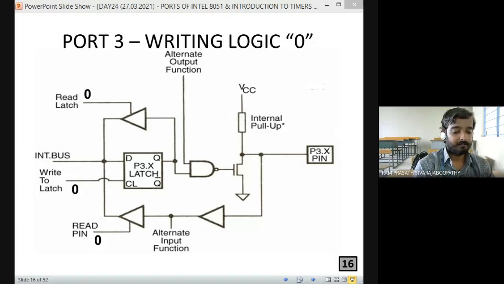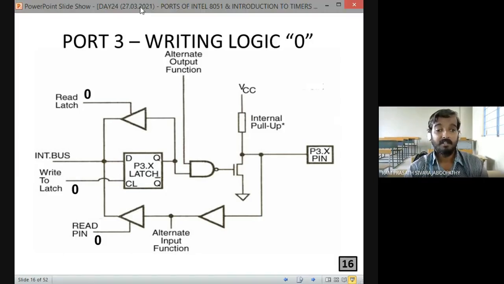Wait a minute, I'm typing. Once I have typed, I will post. Yes, I have typed all the alternate functions of the Port 3 pins. I have typed it in the chat, please refer to it. So: TXD, RXD, INT0 bar, INT1 bar, T0, T1, RD bar, WR bar.